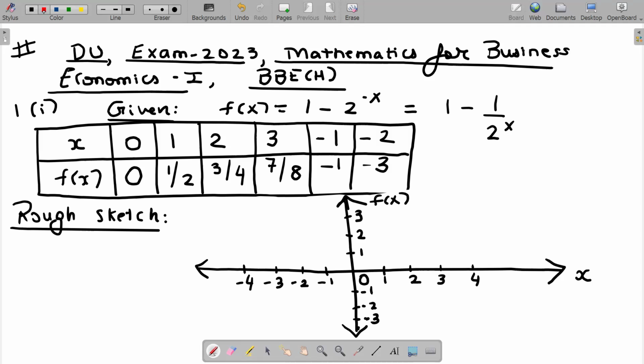Let's plot the graph. When x is 0, f of x is also 0. When x is 1, f of x is half. So 1 and half. When x is 2, it is 3 by 4. That means 0.75. Somewhere here. When x is 3, f of x is 7 over 8. How much is 7 over 8? 7 divided by 8 is 0.875. Okay, 7 by 8 is 0.875, so somewhere here.